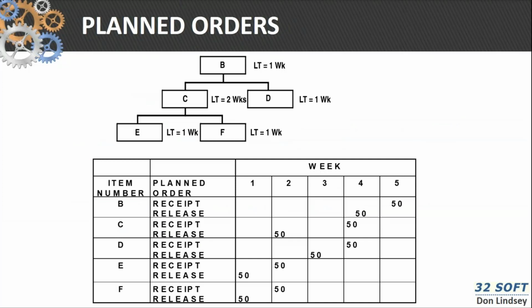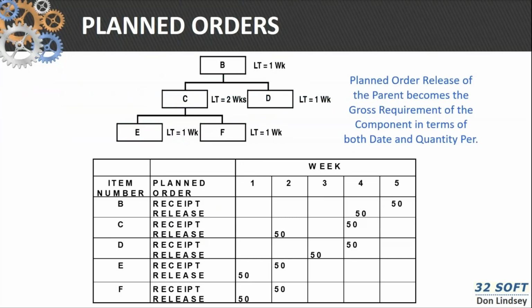And now if you look at the planned orders for the release versus receipt, we've got this rule that the planned order release of the parent becomes the gross requirement of the component in terms of both date and quantity. So if you've got 50 here at period 5 for that B item, that's going to drive down in release because the lead time of that B is 1 period.